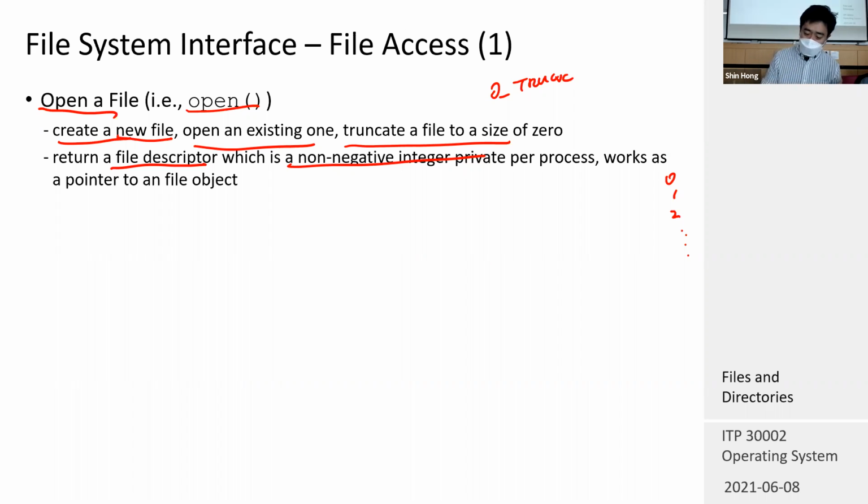And it becomes like a pointer to the file object. Here the question is: I know there is an identifier of the file, which you mentioned as the inode number. Then why don't we just point to a specific file by inode number? Why do we need a file descriptor?